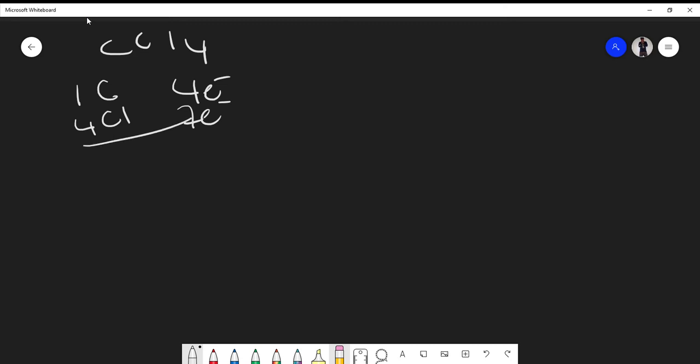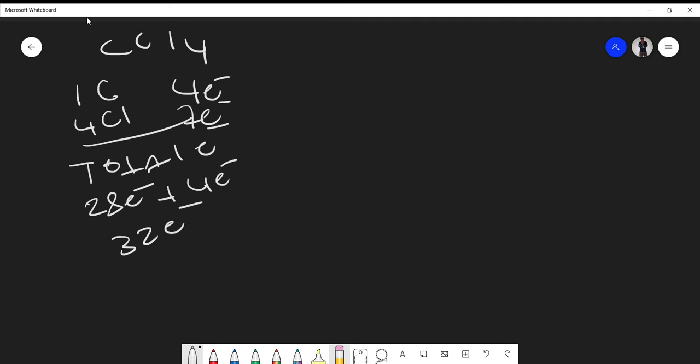So let's count how many total electrons we have in this case. So total electrons: it's 1 times 4, which is 4 from carbon. But now we have 4 chlorine, so it's 4 times 7. So 4 sevens would be 28. So this would be 28 electrons coming from chlorine plus 4 from carbon. So that would be 32 electrons in total that we have to place.